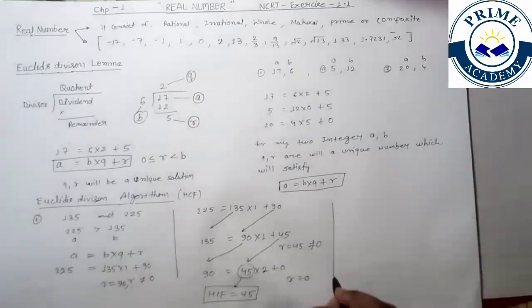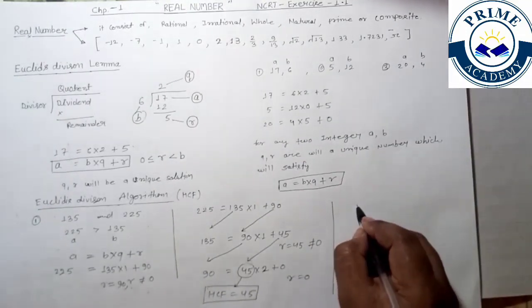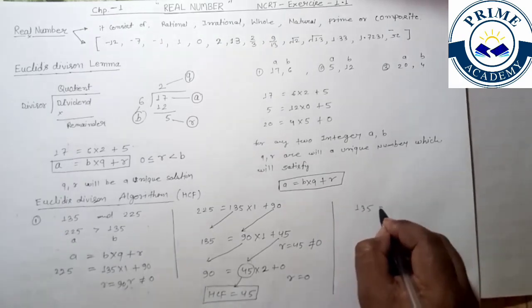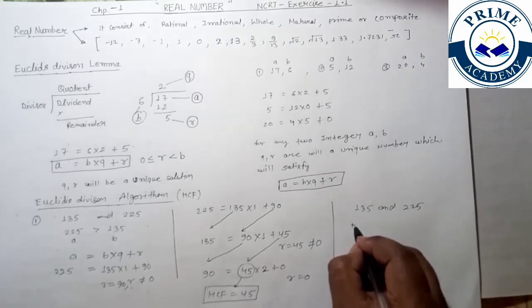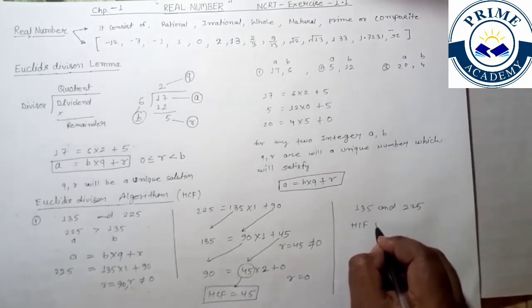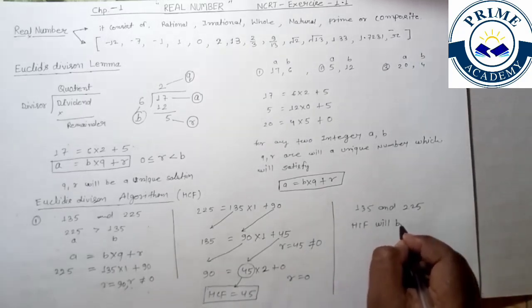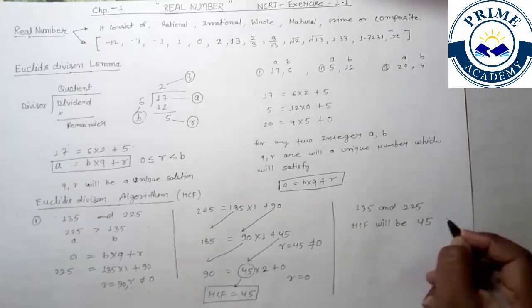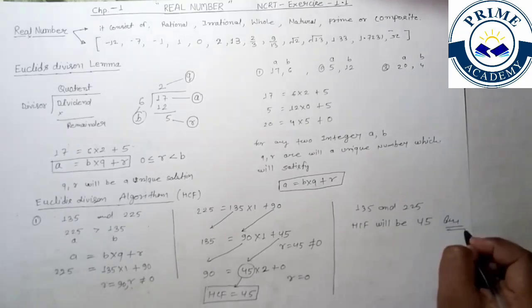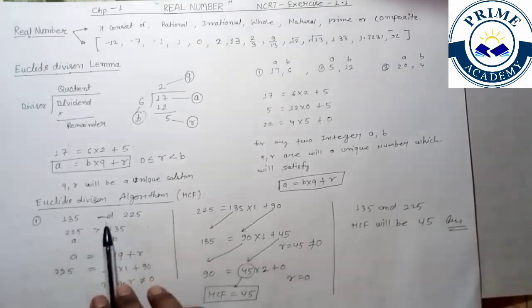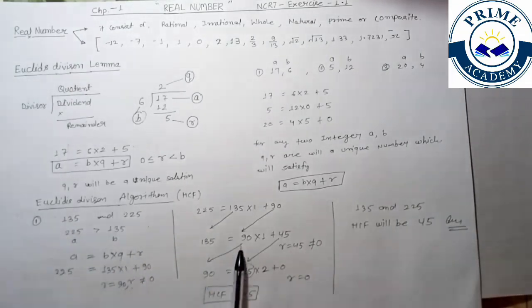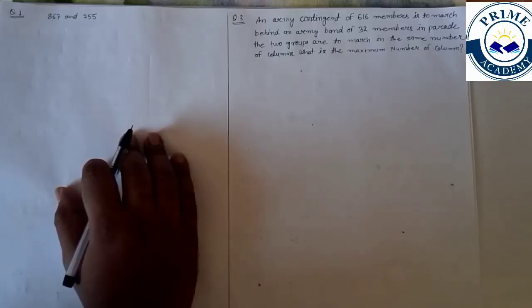So the HCF of 135 and 225 is 45. That is the answer, right? Simply, the Euclid division lemma is nothing but a step-by-step process to get the HCF.